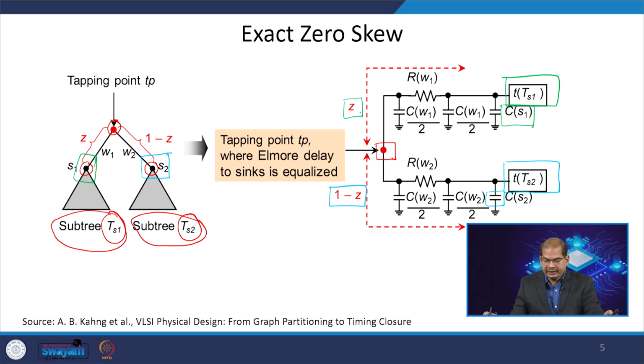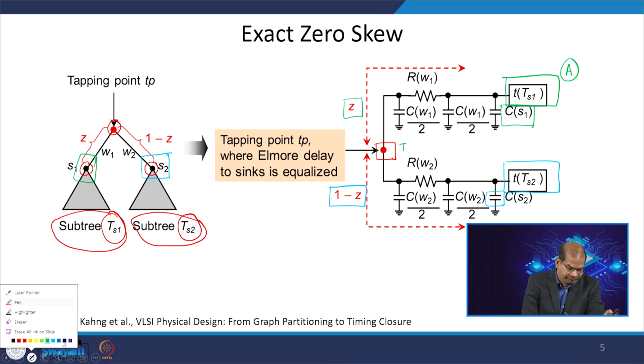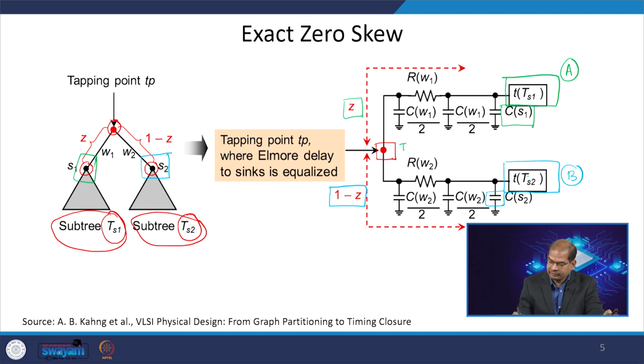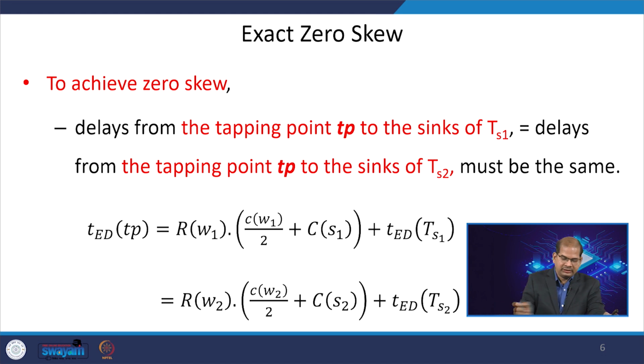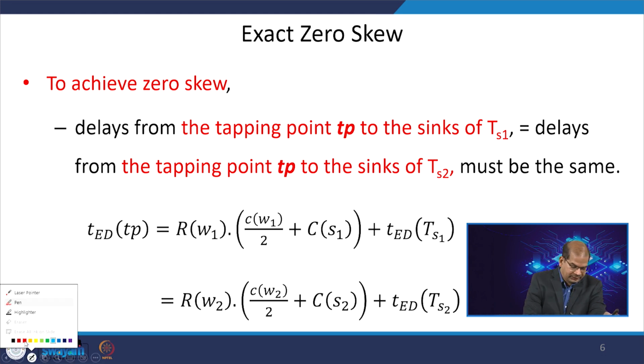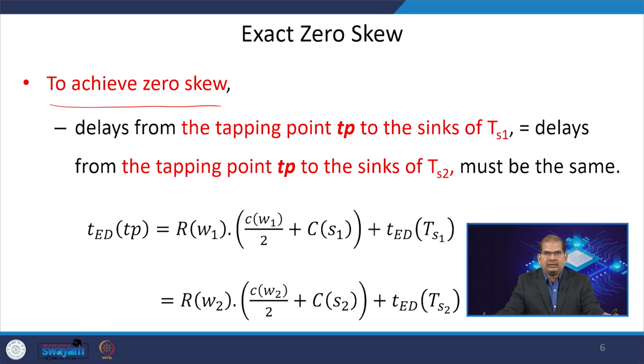Now, we are computing the delay from this point, let us say this point is A, till this point T. What is the delay from A to T, and what is the delay from B to T? Both should be matched. If both are matched, then the skew at this point T is 0. We are using the same method to achieve zero skew. So, we are choosing the interconnect length such that both the delays are the same from the tapping point.